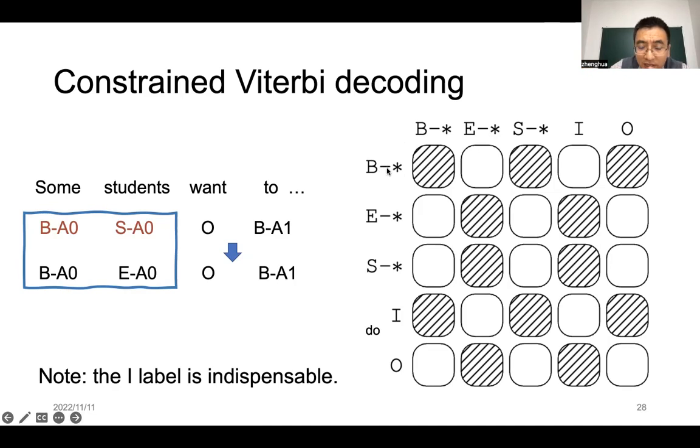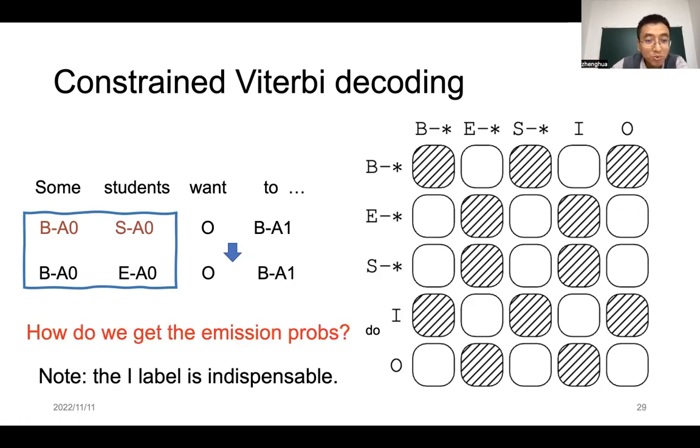You can see that if the left state is B, then the next one can only be E or I. And if the left one is E, then the next word can only be B, S, or O. It cannot be I or E. So it's quite simple. Suppose we have all the probabilities, then we can get an optimal sequence, which means the probability is the largest and without any conflict.